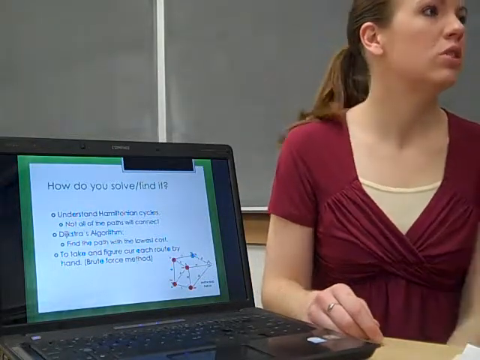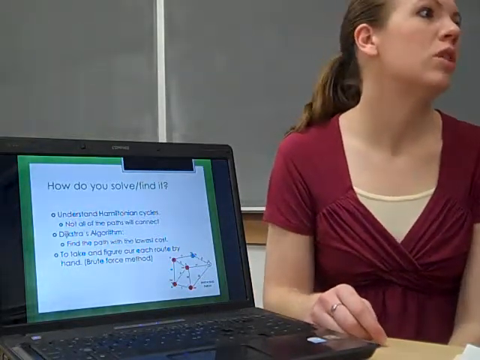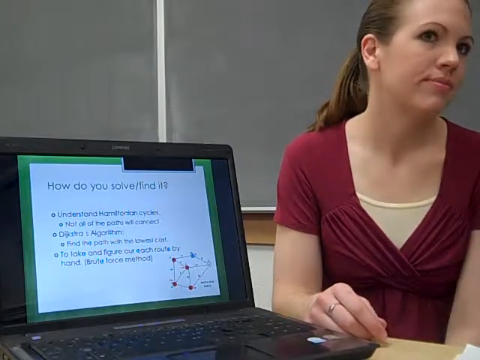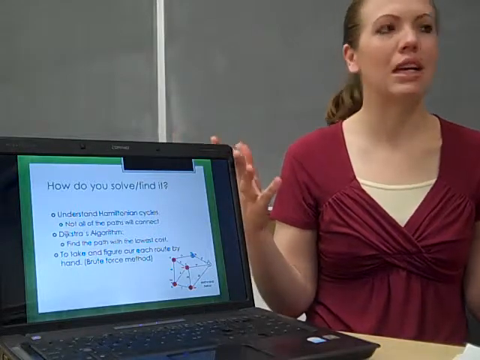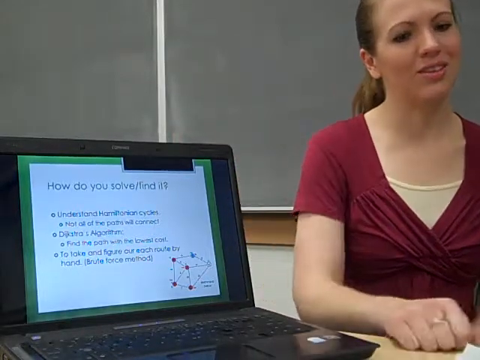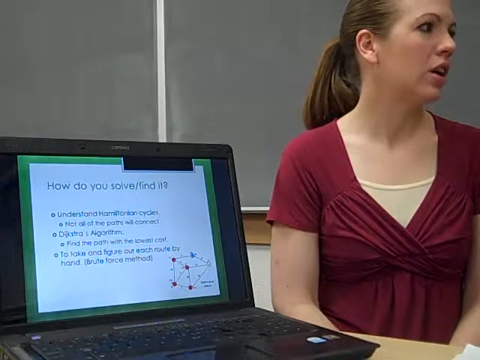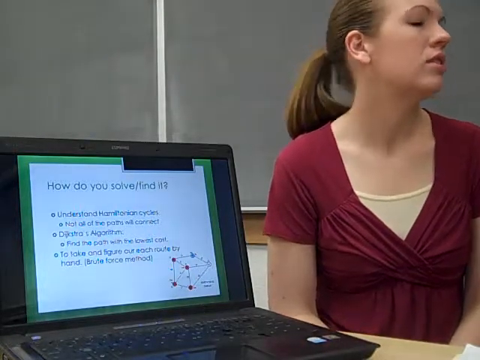Or else you can do the brute force method and figure out each of them and find out which is shorter. Microsoft Streets and Trips. But when you're doing like 700 different things, you don't have time to go in and calculate how far each of the different options is.